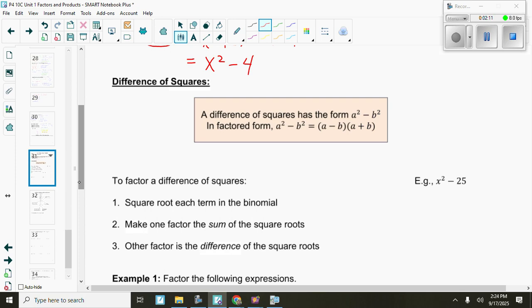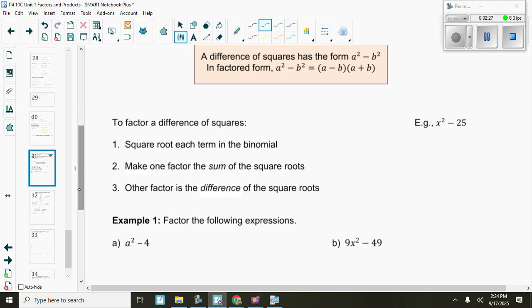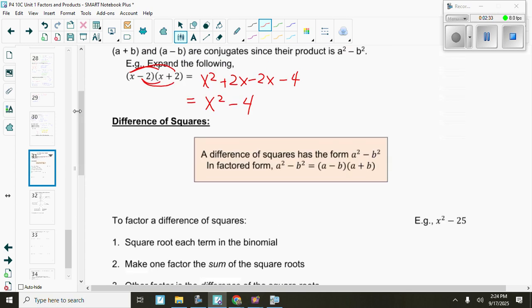So what happens is when you find out that you have a difference of squares, you can square the first term, and you can square the second term, and then you just do one bracket with those numbers plus and one bracket with those numbers minus. So here's the step-by-step, and we'll do it with an example. It would be really handy if you know your first 10 to 12 perfect squares. What do I mean by that?